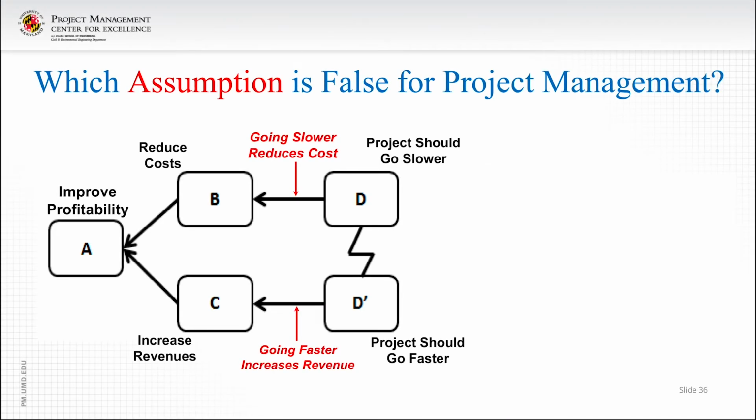So here's an example of the Vanishing Cloud in action. We know that on our projects, the goal is to be profitable and to have a high return on investment. And in order to do that, we need to reduce costs and we need to increase revenues. Now, there is the old world belief that going slower reduces costs for the organization because of the fact that we can extend out our resources and maximize their utilization. Therefore, in one belief, we should go slower.